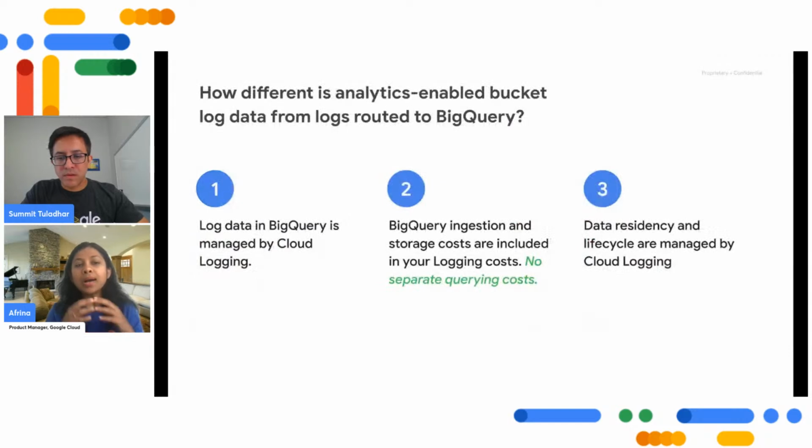Awesome. So how is an analytics enabled log bucket different than routing logs to BigQuery? We just saw the two approaches, right? So what are the key differences between those two approaches? Number one, log data in BigQuery is managed by cloud logging. So it's automatically indexed, like I mentioned. And when you store logs, the data residency and lifecycle are managed in cloud logging, which is number 1 and 3. Number 2 is kind of crucial and important if you're running large volume, right?